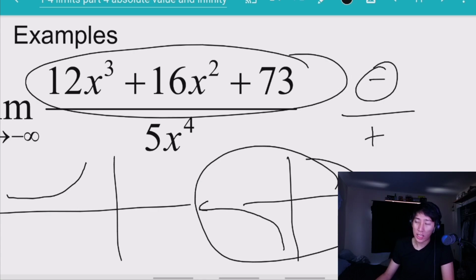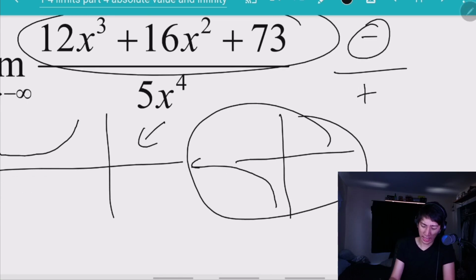In this case, a common problem that they show you is they'll give you two graphs, one that looks like the one on the left and one that looks like the one on the right. And then they'll ask you which one of these two could be representative of the function 12x cubed plus 16x squared plus 73 all over 5x to the fourth. And the answer is going to be the right one. The reason is that you're going to be getting a negative number divided by a positive number, which is going to be a negative number, like when you guys were doing sign charts. So that's just something to watch out for. There are a few different contexts where you would use that, and I'll show you what they are, but for now, just something to keep in the back of your mind.